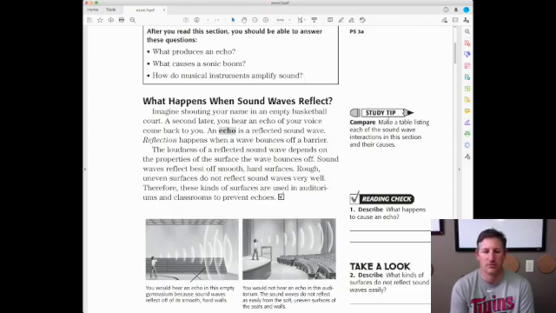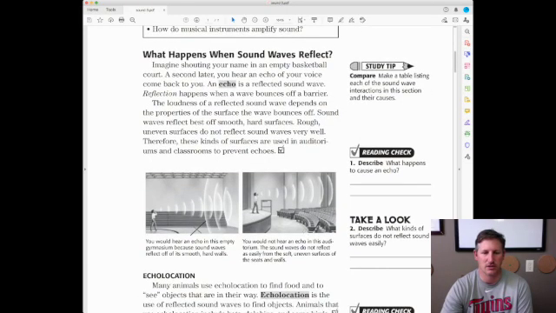If you look at your reading check number 1, it says, what happens to an echo? Well, an echo is a reflected sound wave. And the more smooth and hard the surface is, the more it will echo. That's why we want to put curtains and acoustic panels and things up so that echoes don't come back and forth, so you get better acoustics in there.